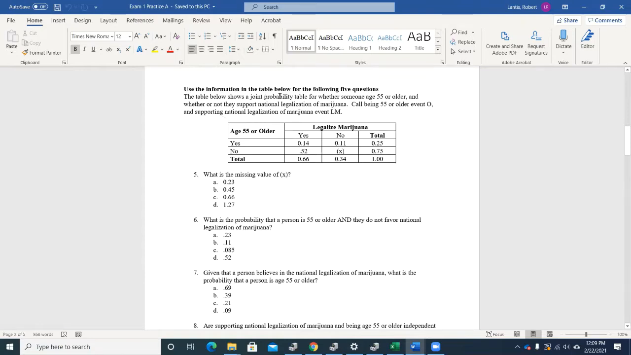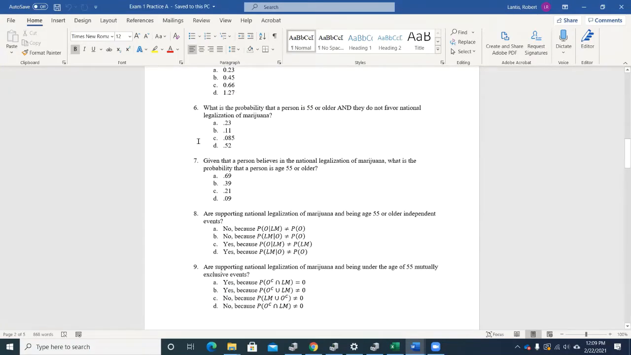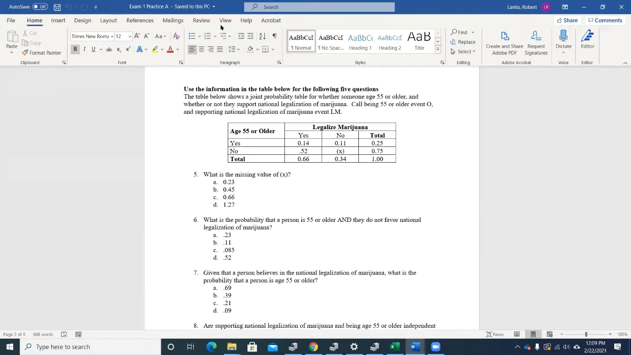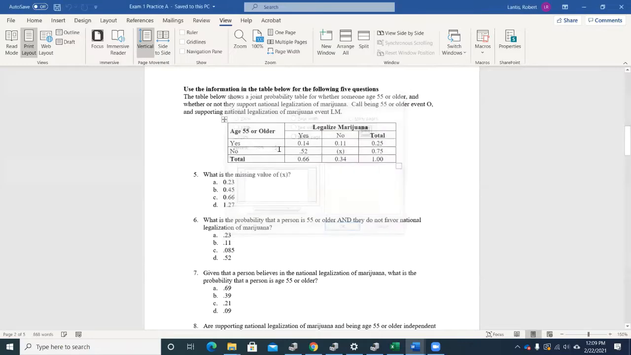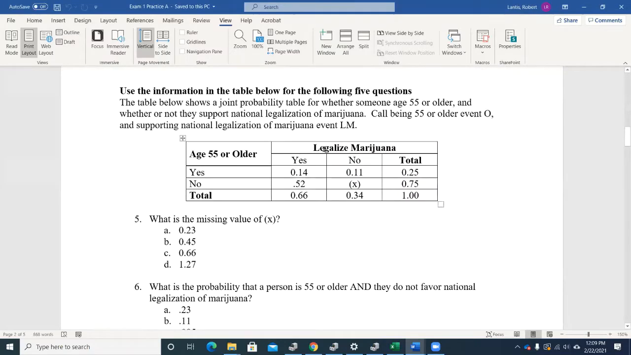I might give you some information and say, use this for the next 5 questions. Okay? So we're going to be using this table for the next 5 questions. So on number 5, so we can see this all a little bit better, we're going to use this contingency table that gives us these 2 events. So whether or not someone wants marijuana legalized or not, and then whether or not they're age 55 or older or not. Okay?